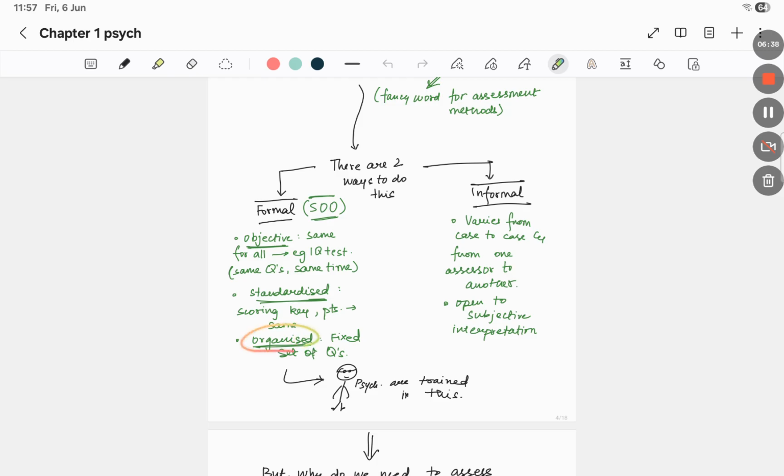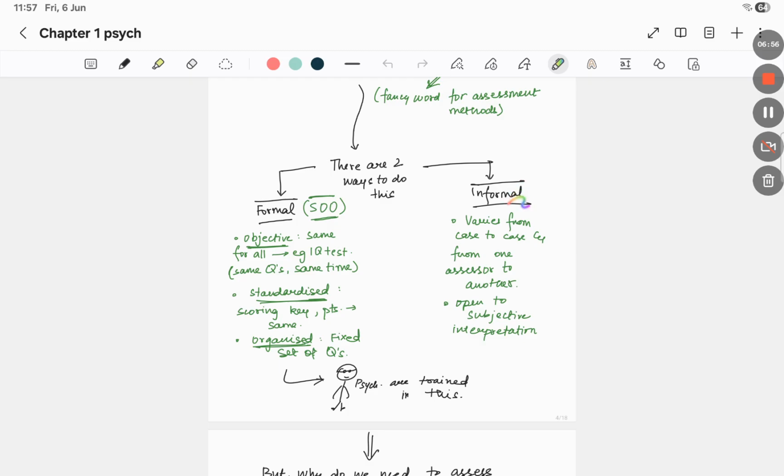Last is organized. I'm not very sure about the definition of organized, but in my opinion, I think they have a fixed set of questions. Everybody gets the same questions. And so psychologists are actually trained in the formal method of assessing.